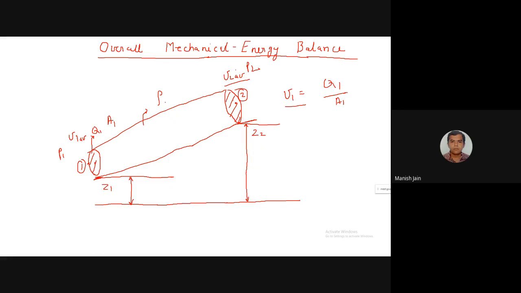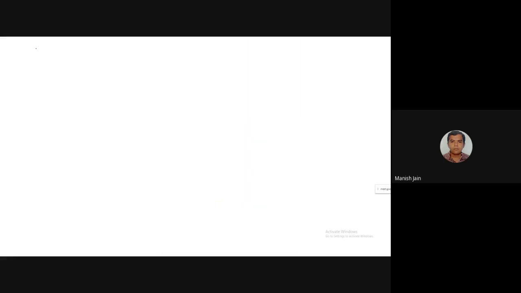Then you can use the Bernoulli equation to solve the problem. So what is the Bernoulli equation? In this case, the Bernoulli equation can be written as: 1 by 2 alpha, (V2 average square minus V1 average square), plus g times (Z2 minus Z1), plus (P2 minus P1) divided by rho, where rho is the density, plus summation of F, where F are the friction losses, different types of friction losses, plus Ws equals 0.